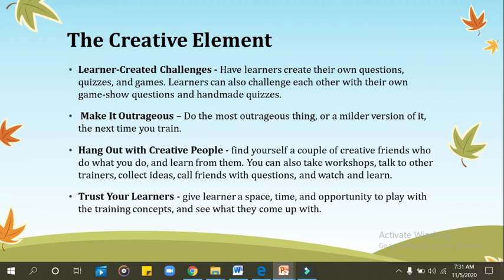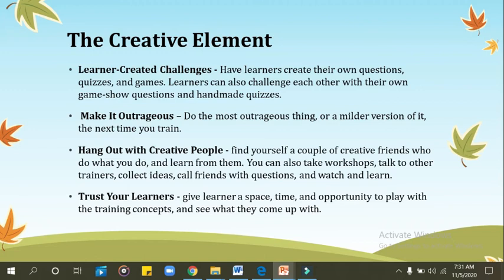So hang out with creative people. If you don't think you're creative enough, or if you find it hard to come up with a variety of creative training ideas, find yourself a couple of creative friends who do what you do and learn from them. You can also take workshops, talk to other trainers, collect ideas, call friends with questions, and watch and learn.